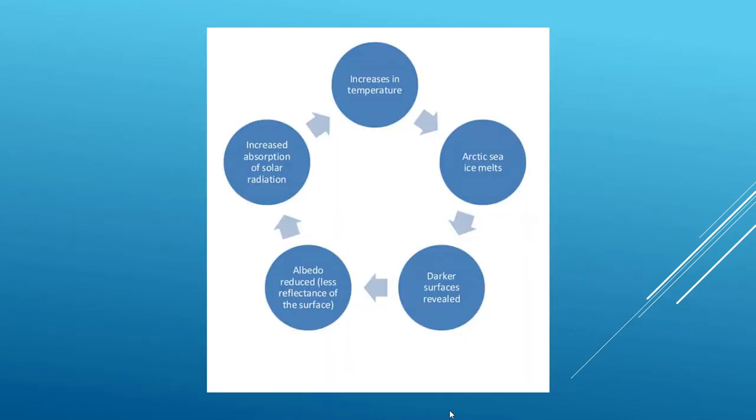So I wanted to show you this little diagram showing you how it cyclically works. You have increases in temperature, which leads to an increase in Arctic sea ice melting, which leads to darker surfaces being revealed. The albedo is reduced, so there's less reflectance of the surface, increased absorption of solar radiation, leading to an increase in temperature and more ice melting. So there's your loop there, a positive feedback loop.